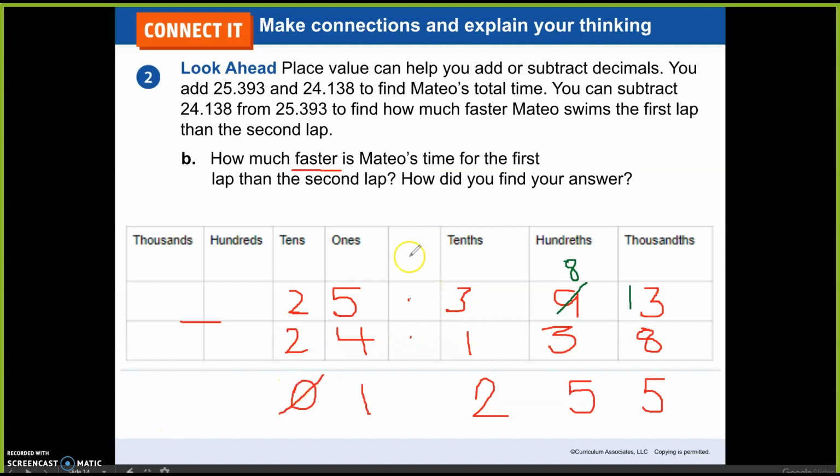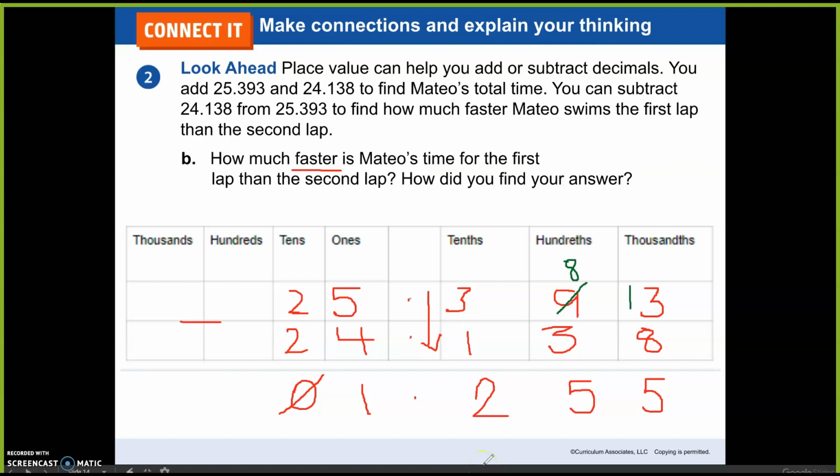Okay? And then remember, what do we do with the decimal point? That's right. Bring it on down. Boom. That's kind of ugly again. Sorry, guys. Every time I try to make a dot, it gets ugly. So here is the answer to the question, how much faster is Mateo's time for the first lap than the second lap? And you would say Mateo's time is 1 and 255 thousandths faster.